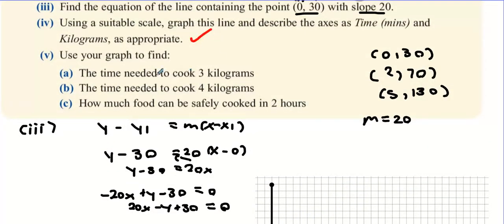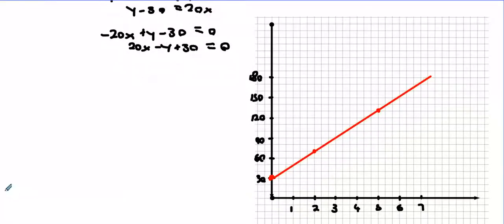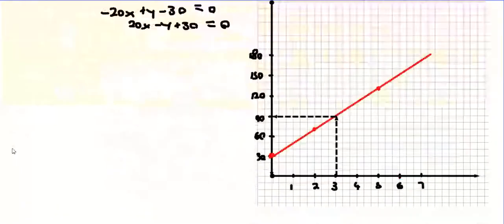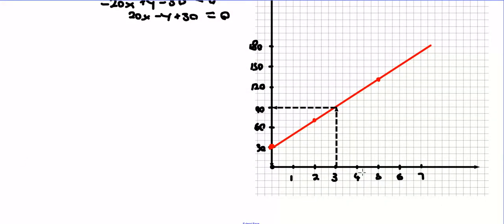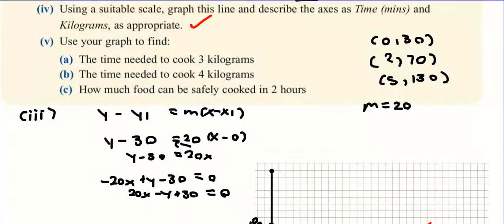Okay. Use your graph to find the time needed to cook 3 kilograms. Well, to cook 3 kilograms, what we do is we go to the 3 kilogram mark, like so. We go straight up. We go straight across. 90 minutes to cook 3 kilograms. And 4 kilograms will be, go to 4 kilograms, go straight up, go straight across. That'll be 110. So the answer to those two questions respectively are 90 and 110.